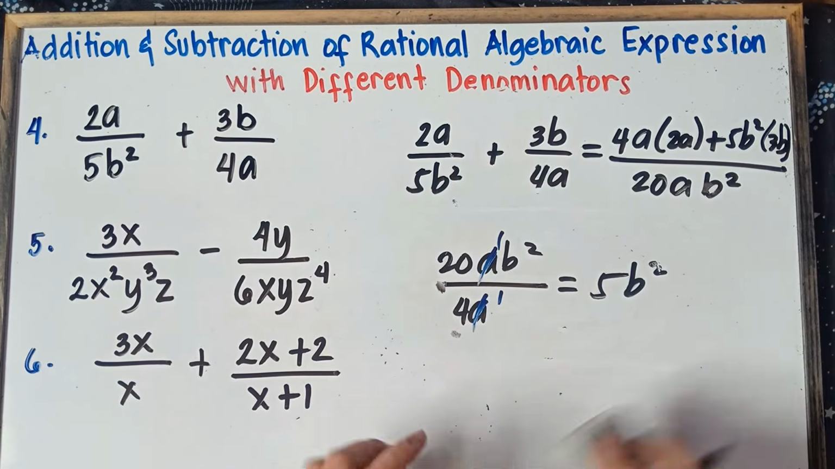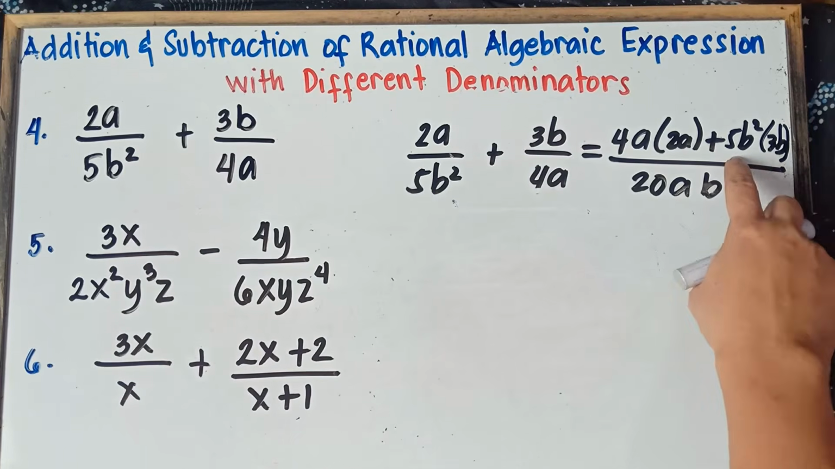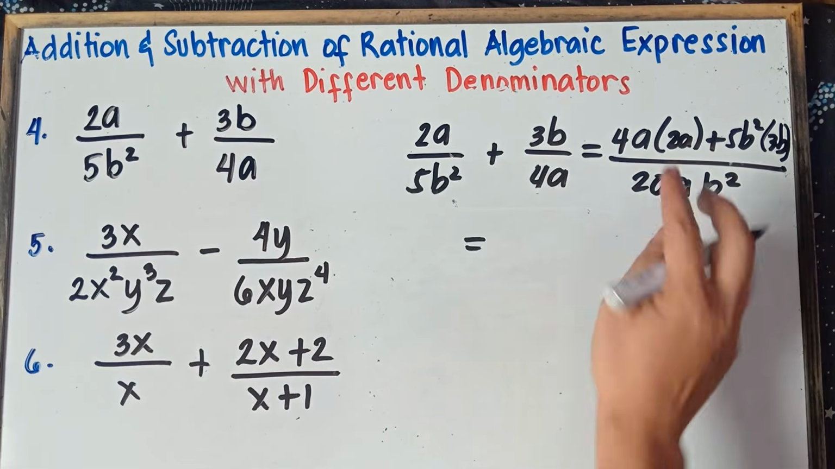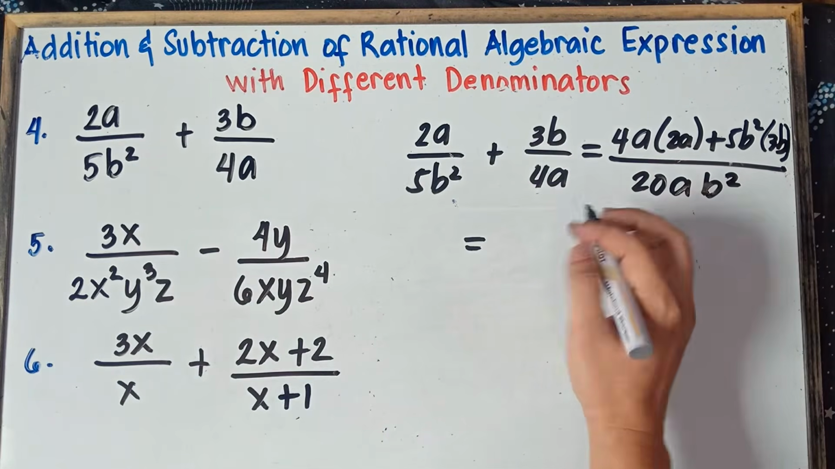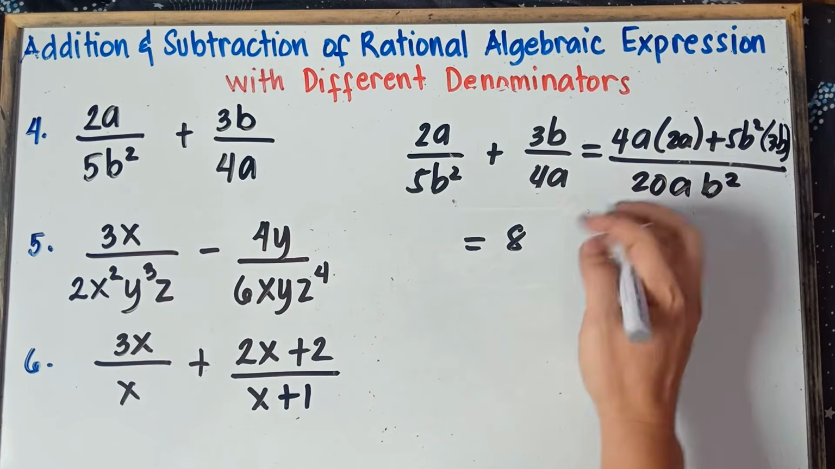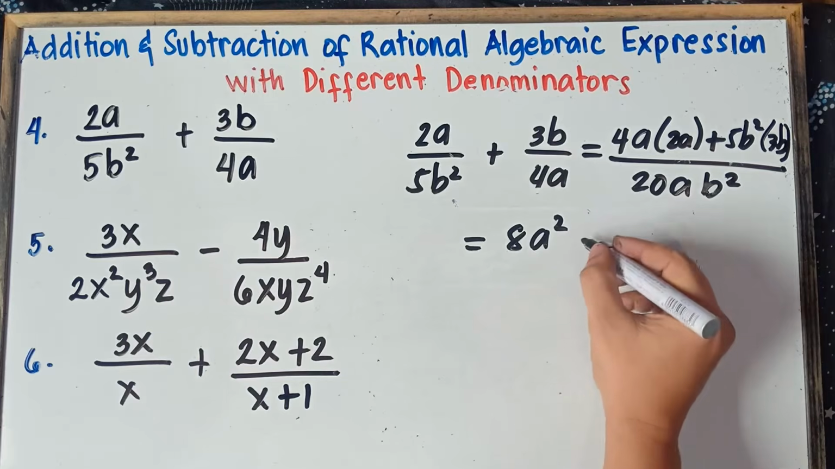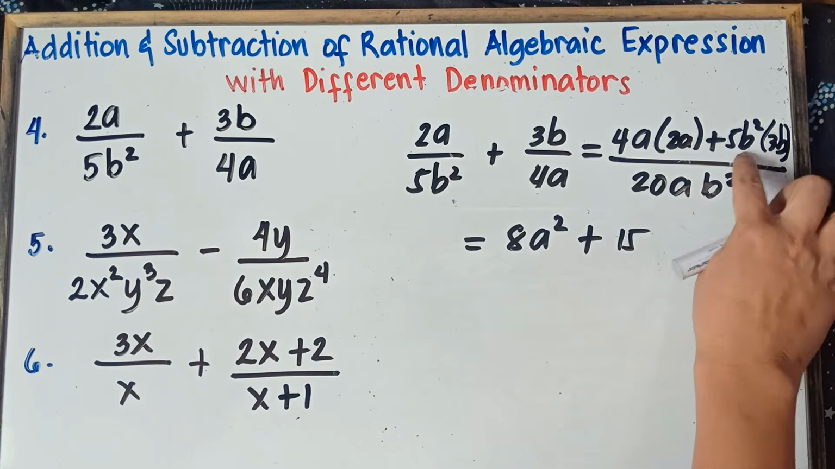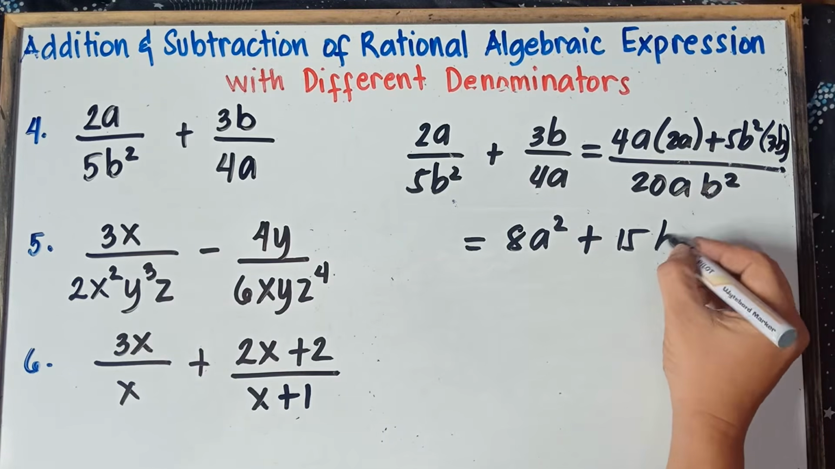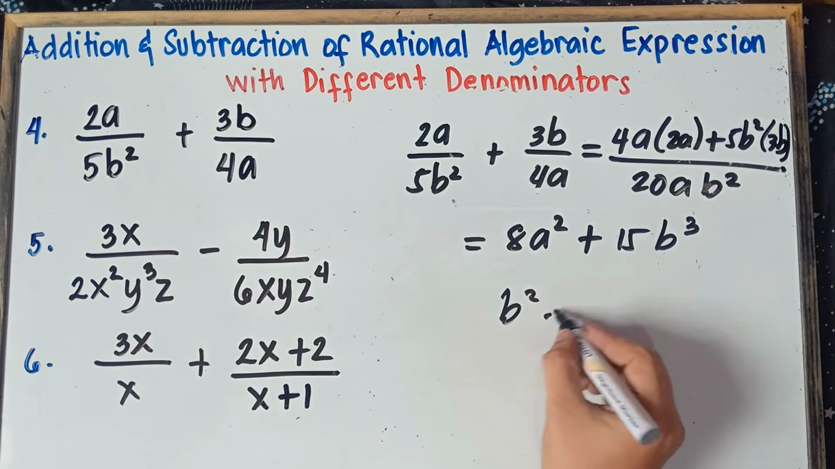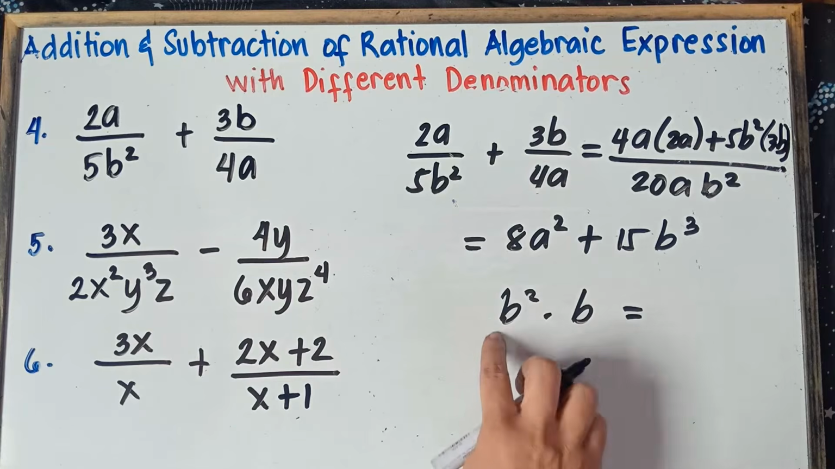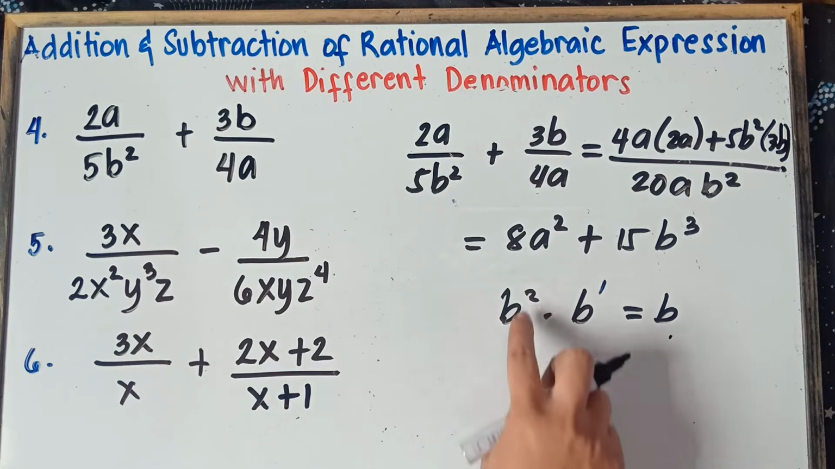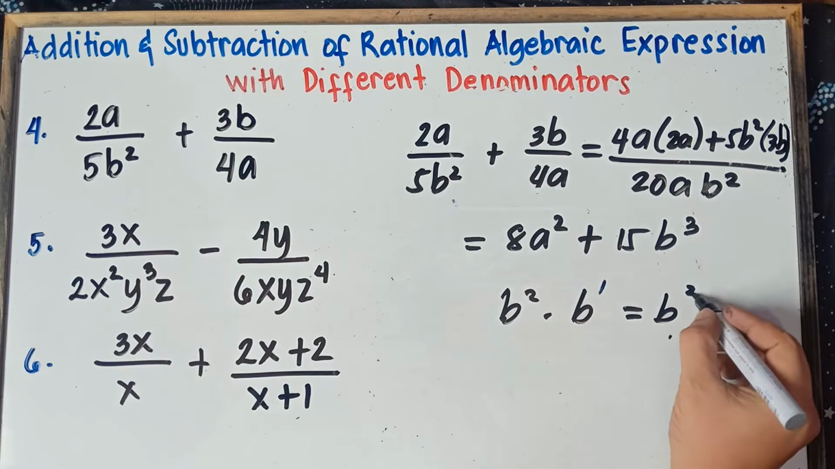Okay, we don't have enough space, class. I hope you see this one, class. 5b squared multiplied by 3b. Alright, and then simply multiply this one. 4 times 2, that would be 8. 8 times a, that would be 8a squared. Copy plus sign. 5 times 3, that would be 15. b squared times b, that would be b raised to the power of 3. Once again, class, b squared times b. So copy the base b and then simply add the exponent. Product rule, class. Simply add 2 and 1. 2 plus 1, that would be 3.